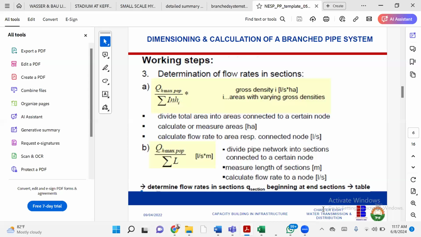And you calculate the total population. Now, what we mean by that is this. Here now, if I have a land like this, and I have another land like this.